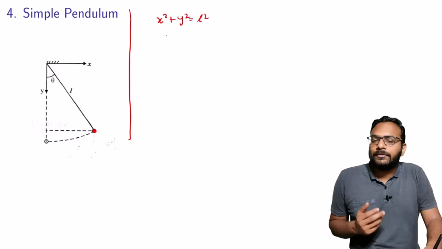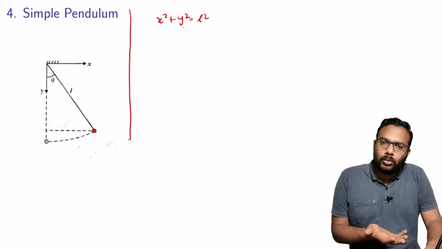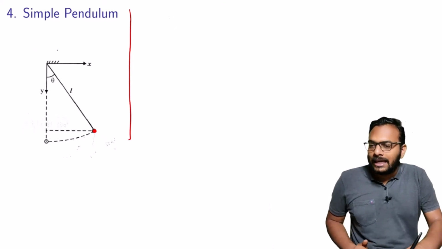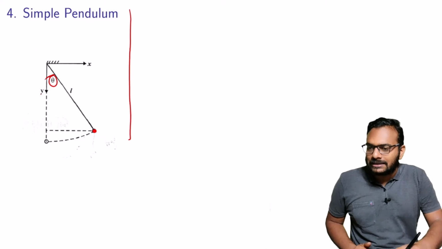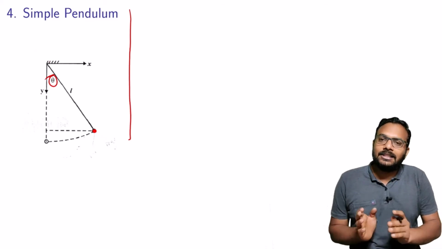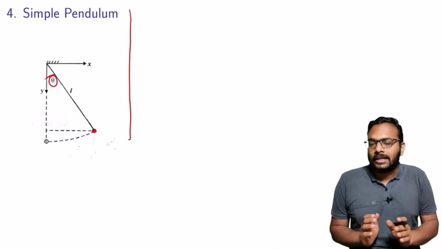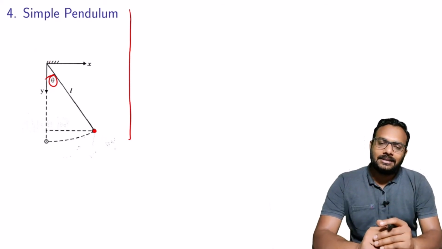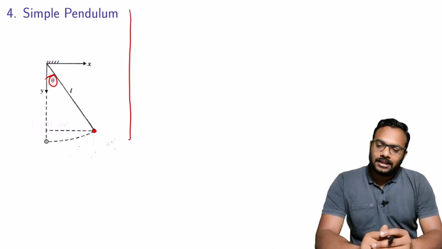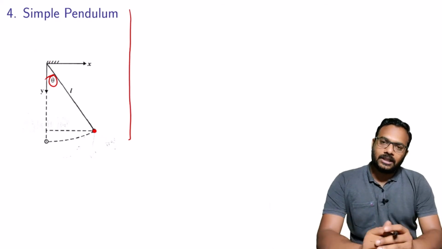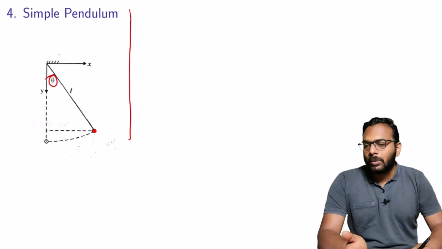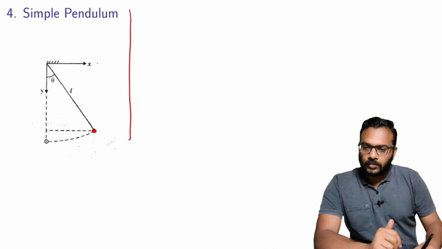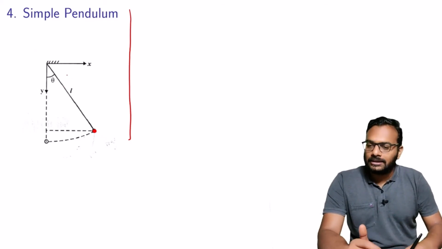This means if you know x, you also know y, so they are not independent. You need only one generalized coordinate, and the convenient choice is the angle theta. You just need to say at what inclination the simple pendulum is with the y-axis, and then you know the complete configuration of the simple pendulum. You don't need x and y, you just need theta.